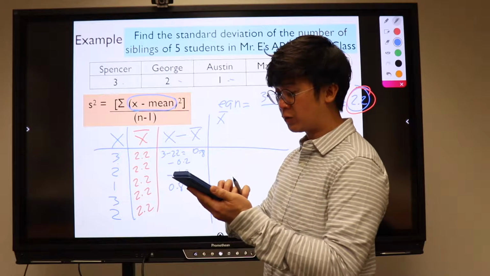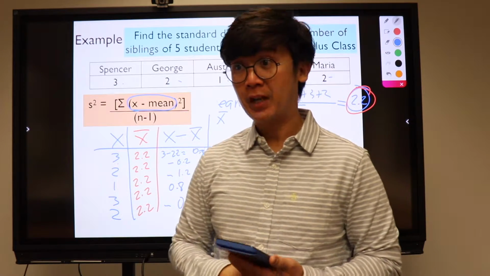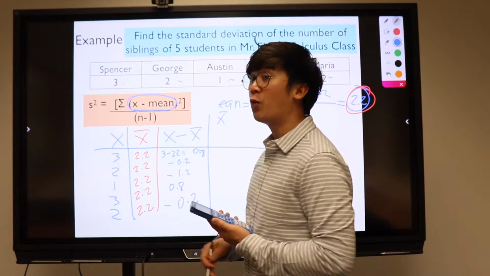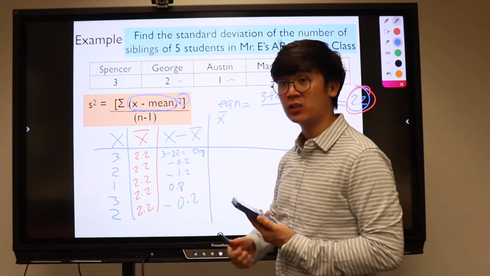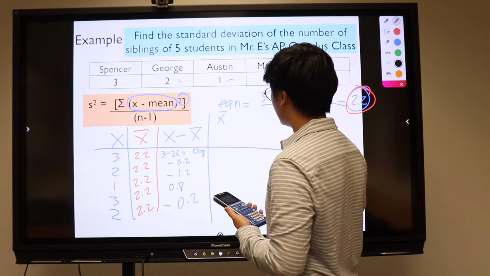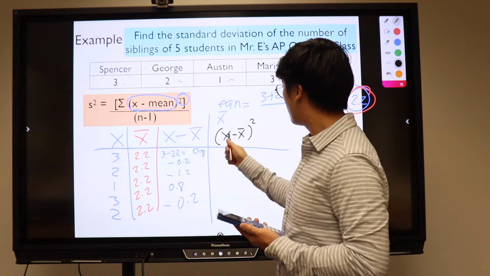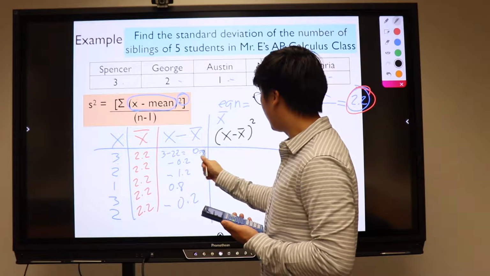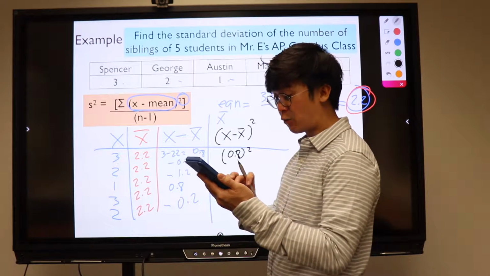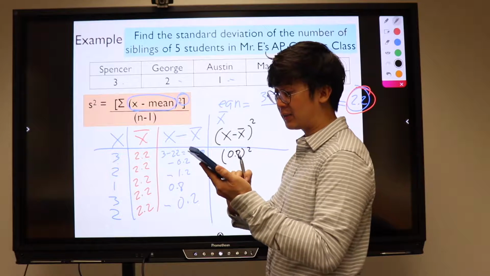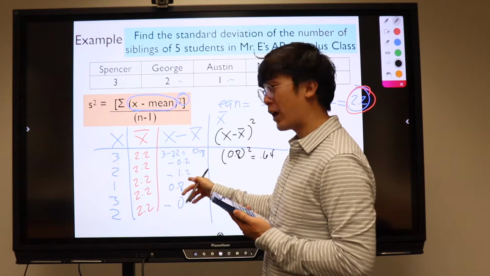0.8. And 2 minus 2.2? Negative 0.2. So now that we have our third column, we're going to use the next column and square our answer in the third column. So we'll be able to produce x minus x bar quantity squared. And what is x minus mean quantity squared? It is 0.8 squared. And what is 0.8 squared? 0.8 squared is 0.64. And all you have to do is to square each one of them.